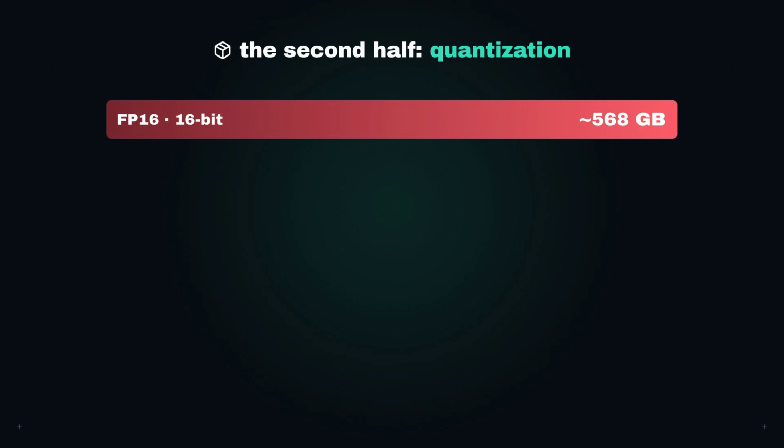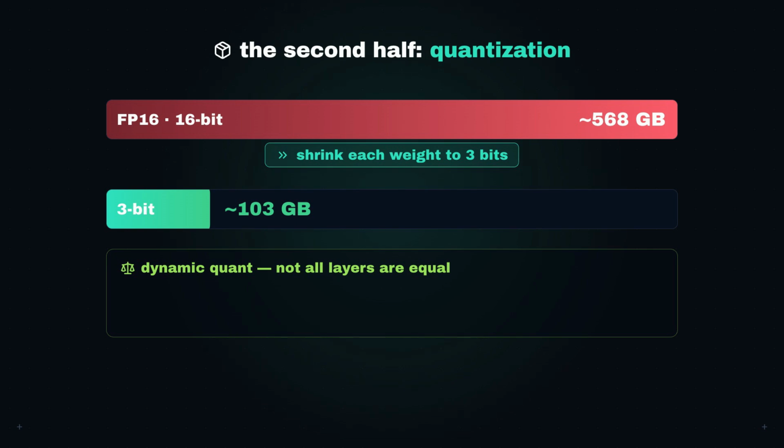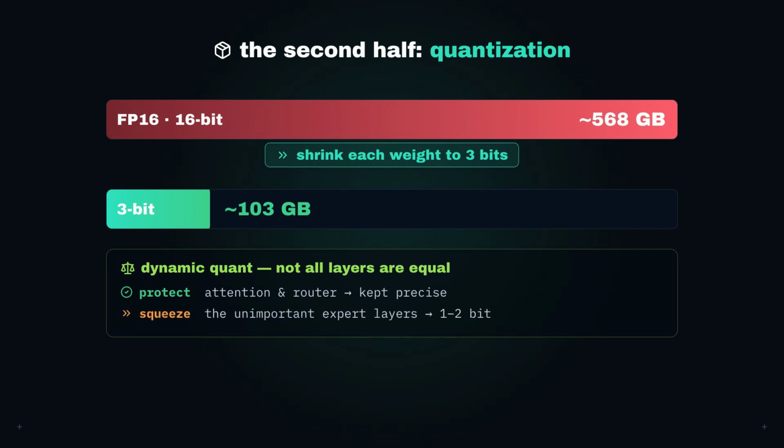Second half of the answer, quantization. Full precision stores every weight in 16 bits. Shrink each weight down to 3 or even 2 bits, and that 568 gigabyte model collapses to around 100 gigabytes. And the clever part is dynamic quantization, from tools like Unsloth, which squeezes the unimportant layers hard while protecting the ones that matter, so the model stays sharp instead of turning to mush. Smaller memory, most of the smarts.